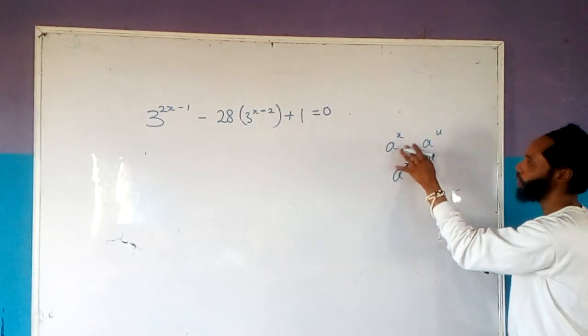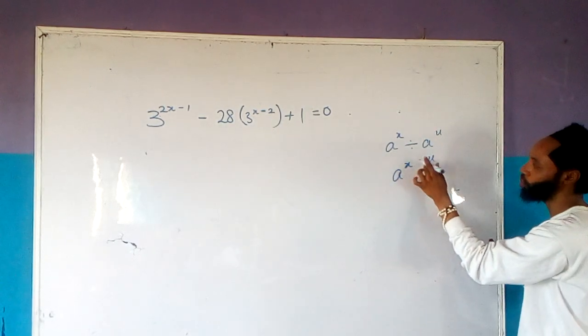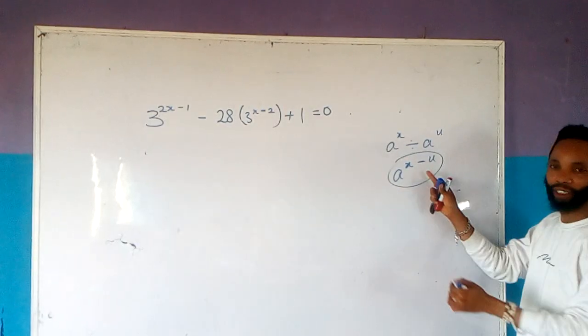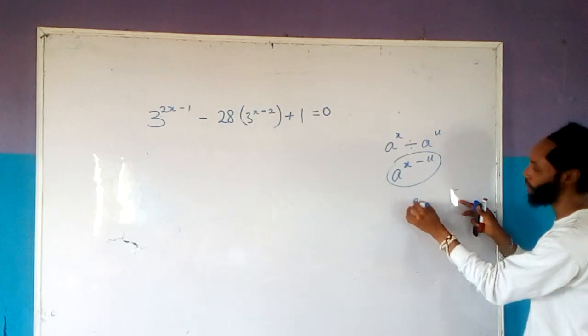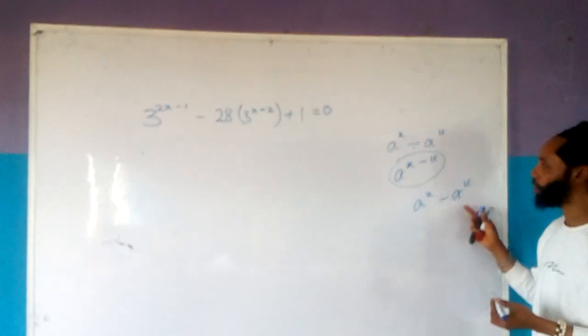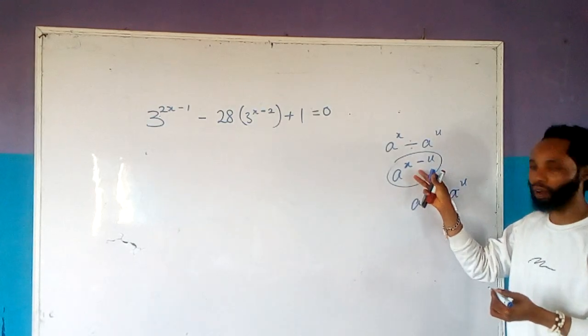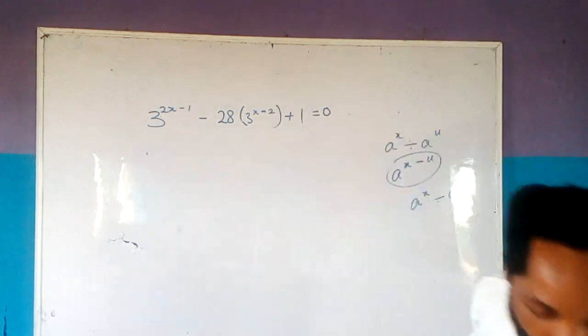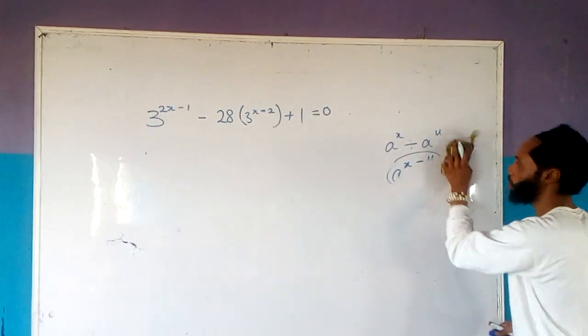But if it were a division sign, what are we going to do? We subtract our powers. So if we're given this case, we say a raised to power x divided by a raised to power u, and we have converted it to this. Now, if you look at this same question, it looks alike. So we come to that.